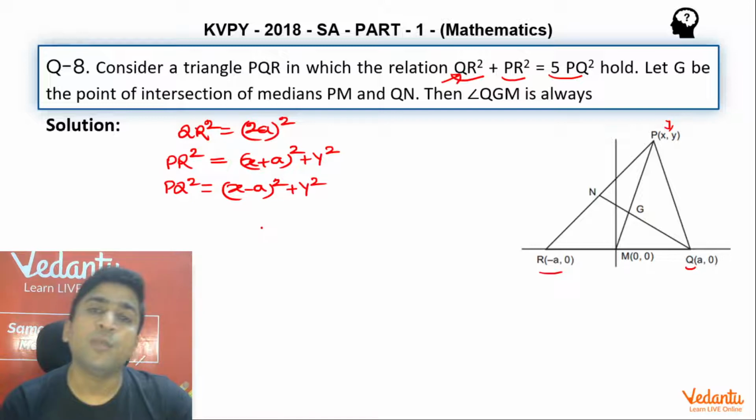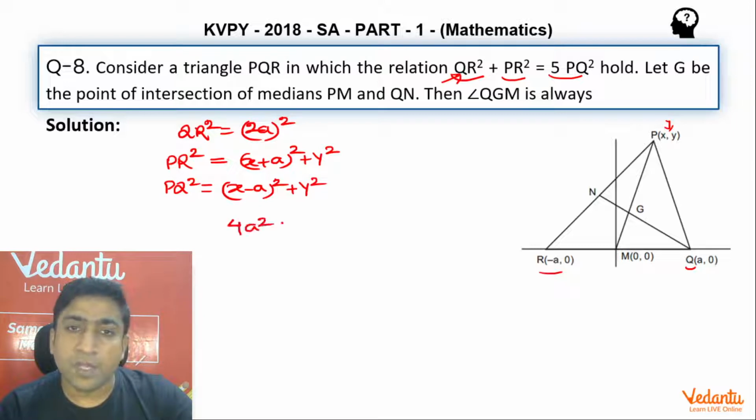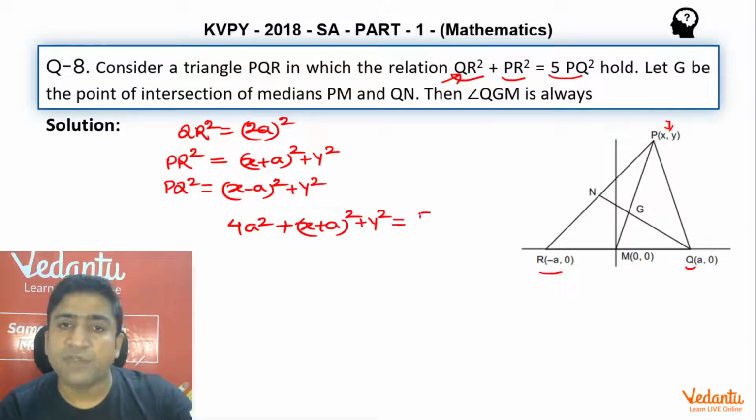But I'm going to put these values in the relation that is given in the question. Okay, so the question says QR square plus PR square, I'm just going to write it like this, 4a square plus x plus a whole square plus y square is equal to 5 times PQ square. I'm just going to write it like this, x minus a complete square plus y square.